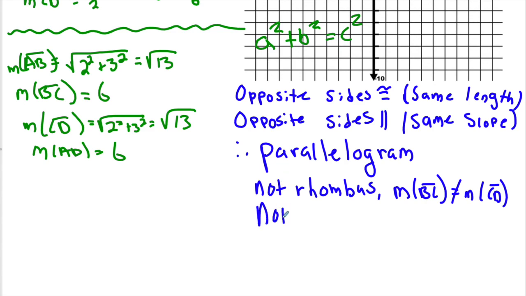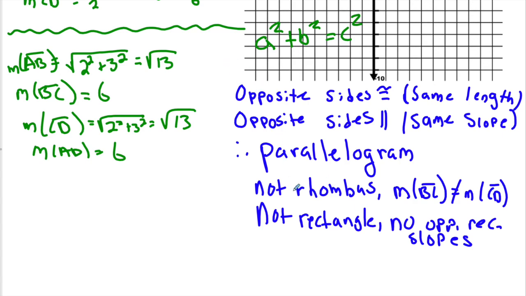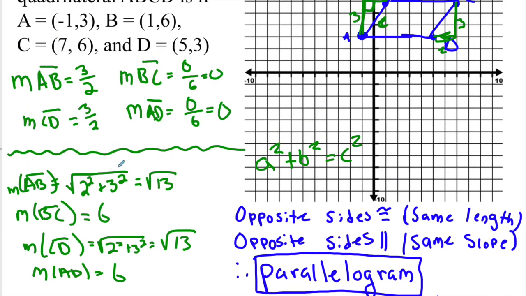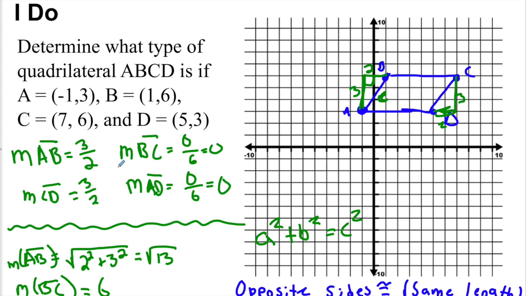And it's not a rectangle because there's no opposite reciprocal slopes. Okay, and if you claim that, I can look and see. And we can actually say it's not a square either for that reason. So what we know is it is strictly a parallelogram. Okay, so to recap, whenever you get a shape, if it's not plotted, you plot it. Step one.